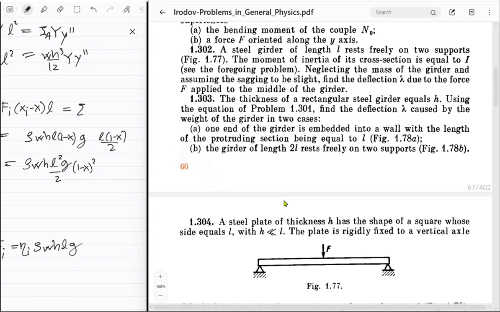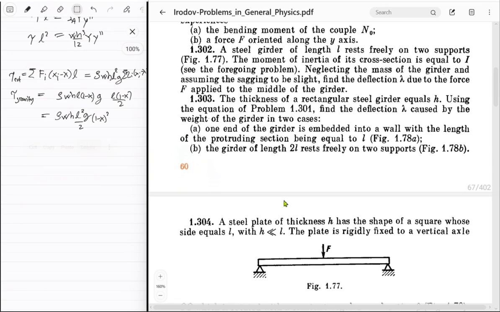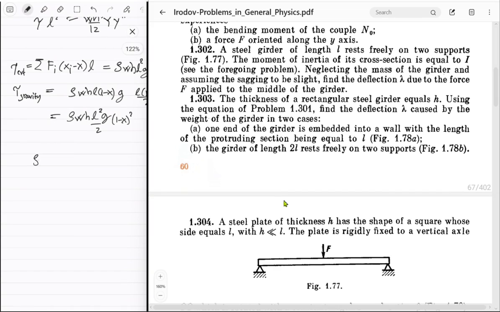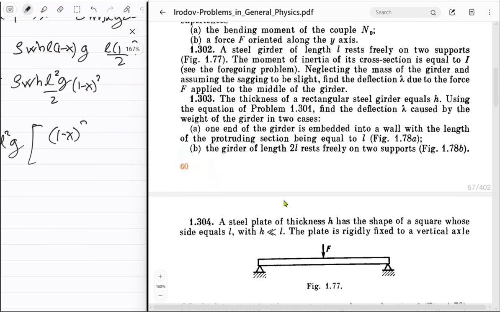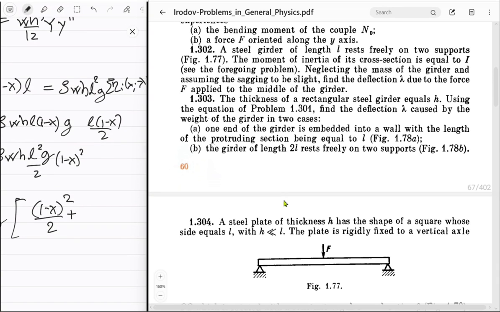Summation of, you get some stuff out, but first rho W H L squared g, and that times this thing, summation of eta_i (x_i minus x). So just write down everything correctly now. You're going to add these up. It is rho W H L squared g times (1 minus x squared upon 2 plus summation of eta_i (x_i minus x)).